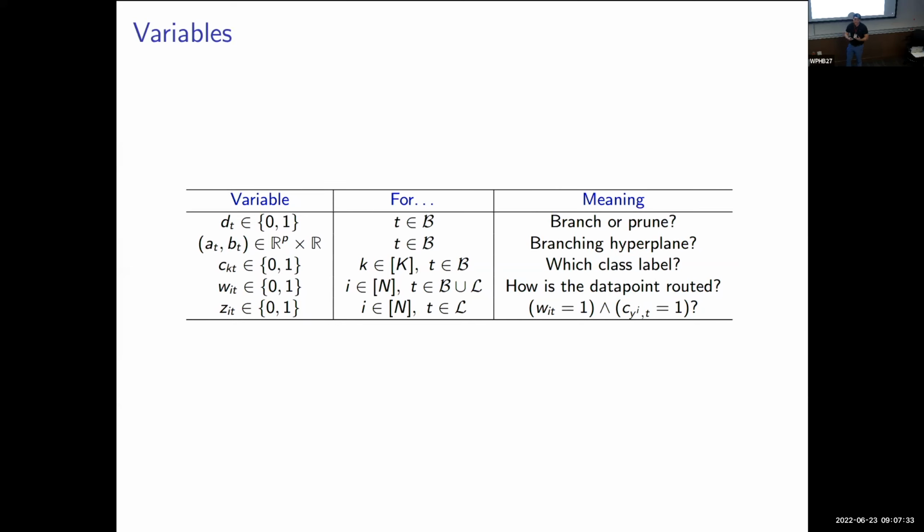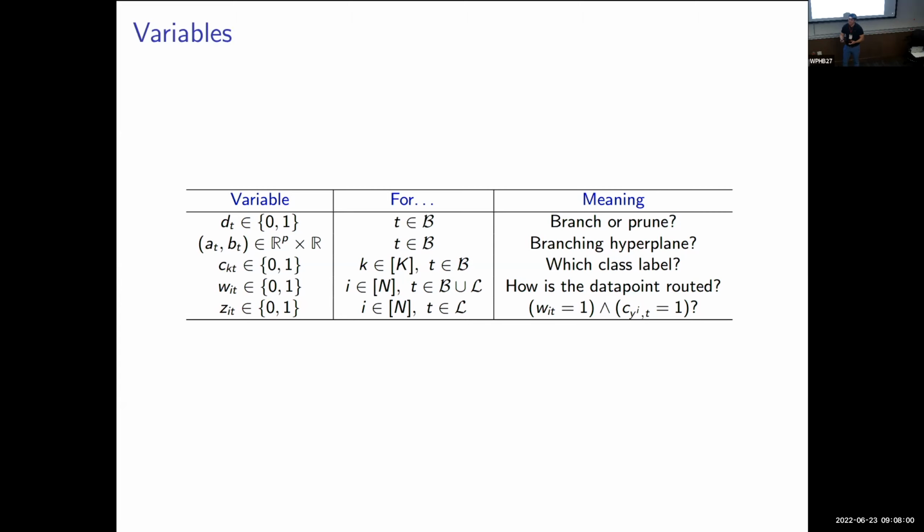For each leaf node, we need to decide which class label we're going to associate with it. So we have these binary variables, sort of like a one-hot encoding, to indicate which class is associated with that leaf. I'm going to skip over DT real quick, and then ZIT. I guess I shouldn't skip over W. WIT is a binary indicator of where the data points end up. So WIT is one if and only if data point I ends up at node T.